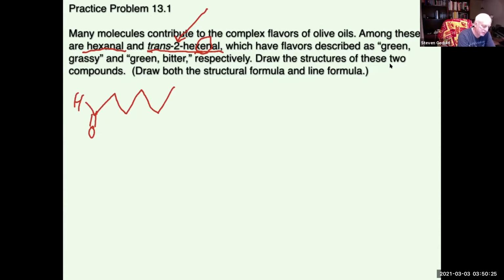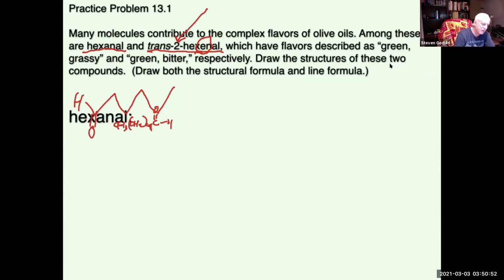So the structure drawing would be CH3, CH2, how many times? 1, 2, 3, 4 times. C, double bond O, bond to H. That's the structural formula. Okay, that's a 4 right there. It's hard to tell. Let's see if it pops up for us.